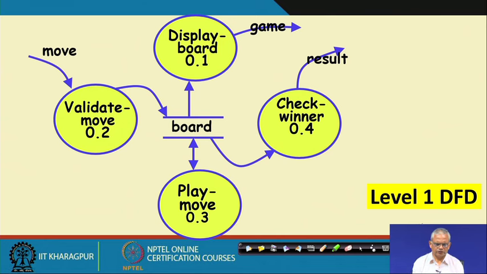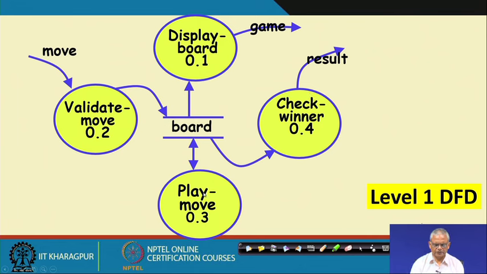So, we can model that as validate move. Once the move comes, validate move, and then the move is marked on the board, display board, and then the computer needs to play move and check winner. So, once the human player makes a move, it is validated, that is updated on the board, and then check winner must be there just to check whether after the human player has played a move, the player has won. If won, then the result is displayed, otherwise the computer makes the move, again the winner is checked and the board is displayed.